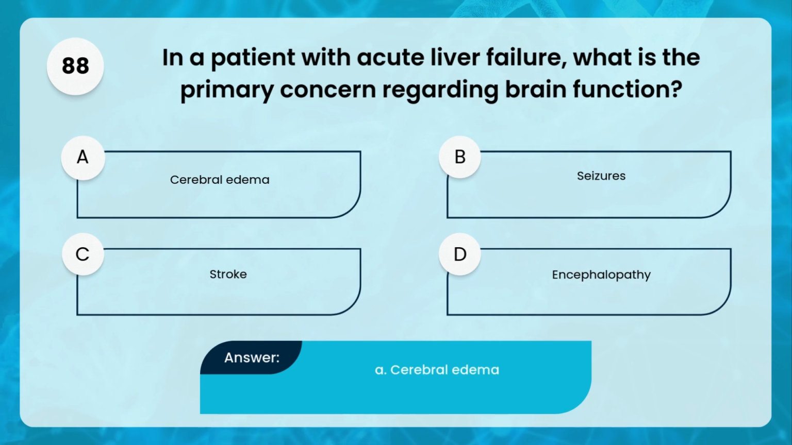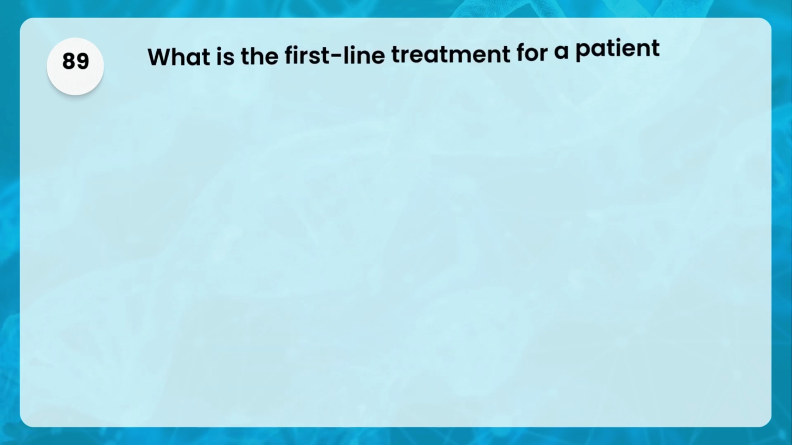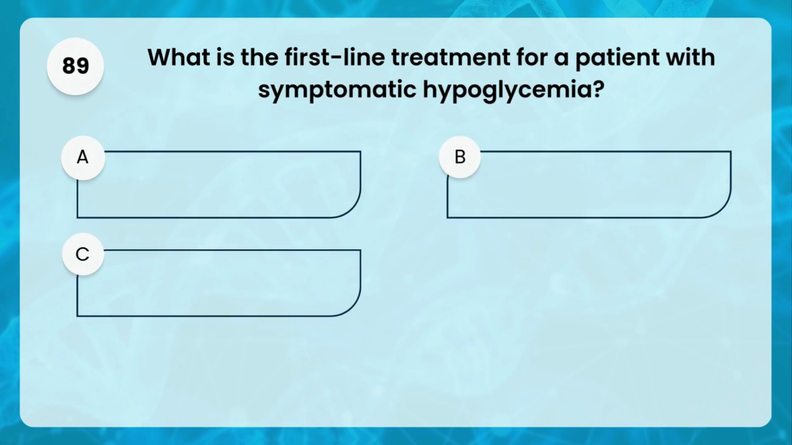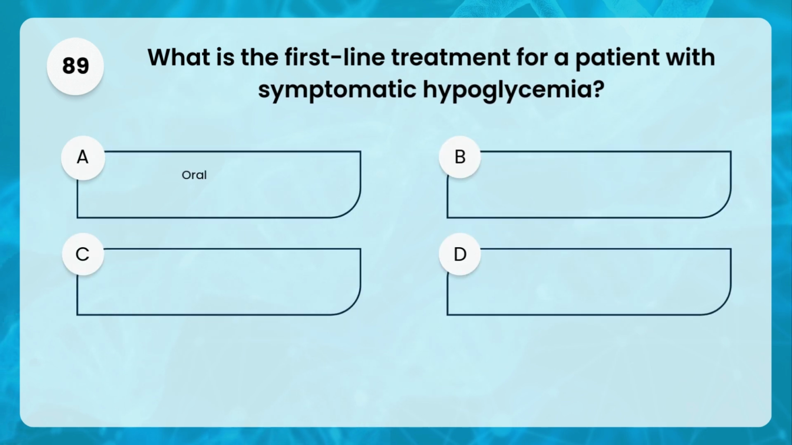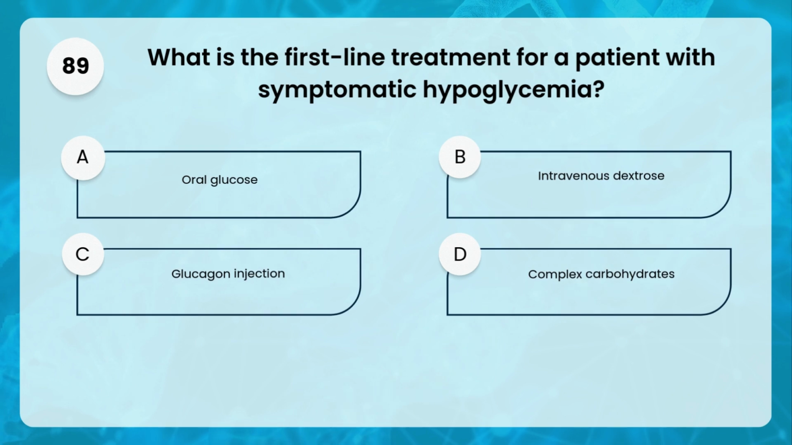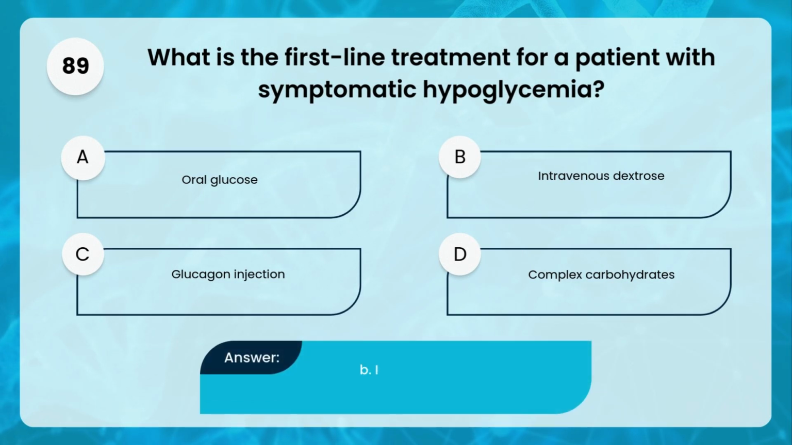Cerebral edema. Number 89. What is the first-line treatment for a patient with symptomatic hypoglycemia? A. Oral glucose. B. Intravenous dextrose. C. Glucagon injection. Or D. Complex carbohydrates. The answer is B.